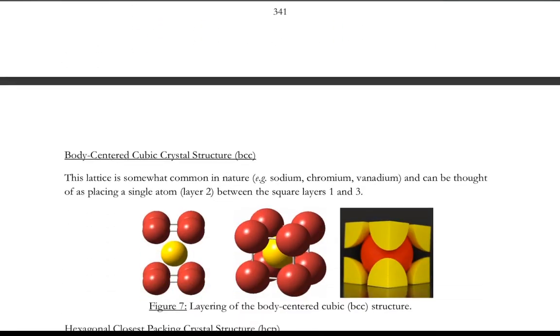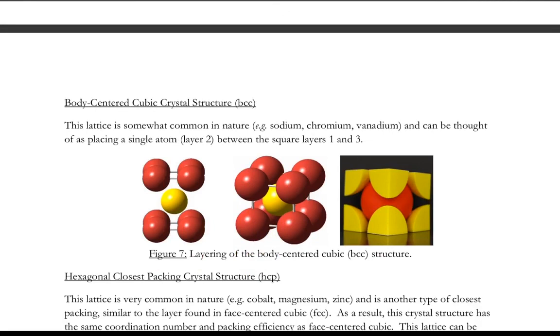For body-centered cubic, we have no face atoms, but we have a ball atom in the center. So we have 8 corner atoms times an eighth plus the 1 ball that's in the center. So we have the equivalent of 2 atoms per BCC unit cell. And as the Chapter 10 lecture handout notes show you, the length in terms of R for body-centered cubic is L equals 2.309 R.